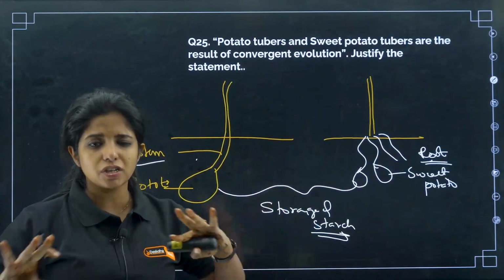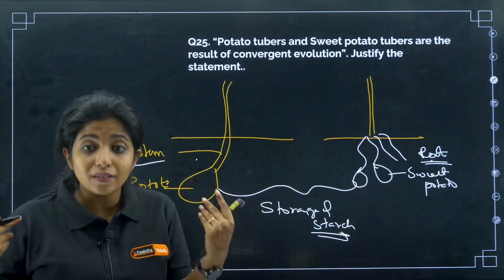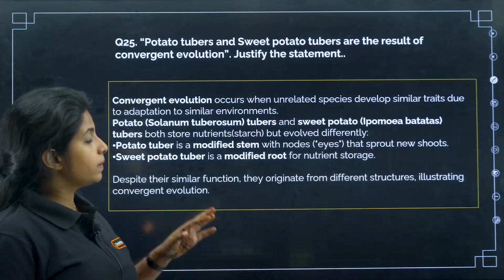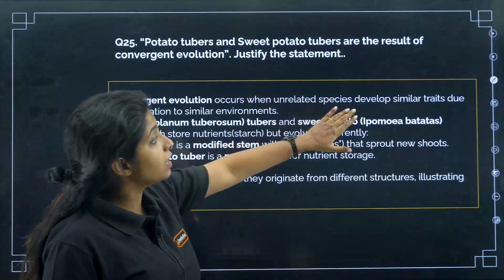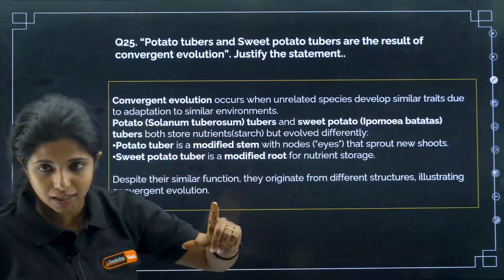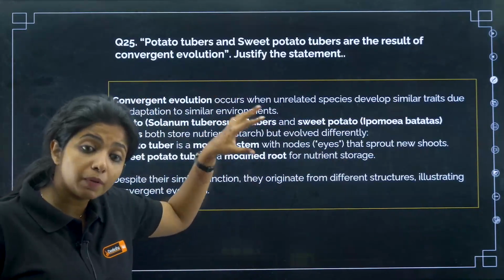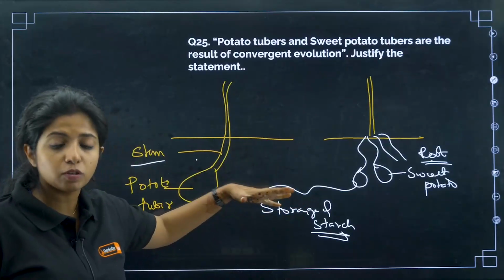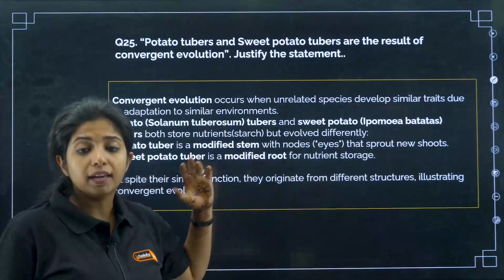Do they have a common ancestry? No. So this is an example of convergent evolution. How do you explain this? You explain it like this. Convergent evolution occurs when unrelated species develop similar traits due to adaptation to similar environments. So they are both adapted to similar environments. Both of them have to store things, which is why they have the common function.